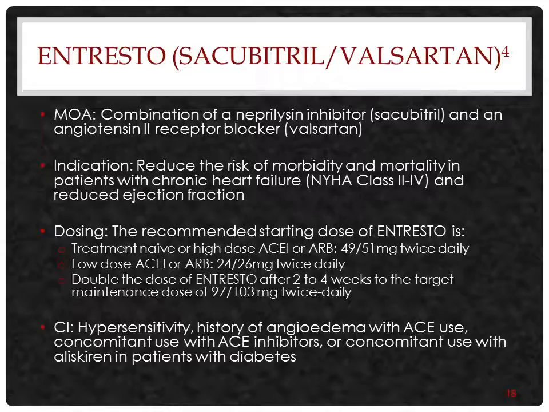Also, patients who are taking ACE inhibitors should not take this medication. Or if patients are taking aliskiren in patients with diabetes, it is also contraindicated.